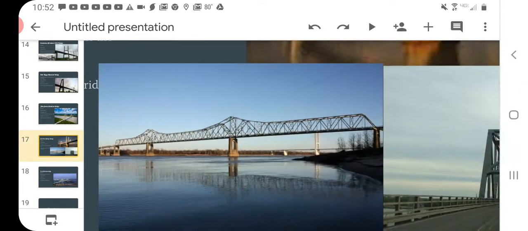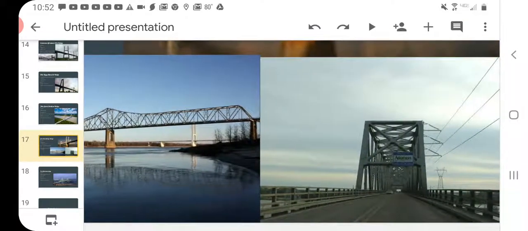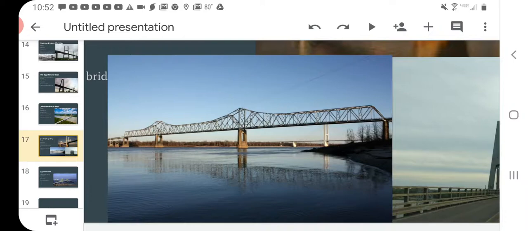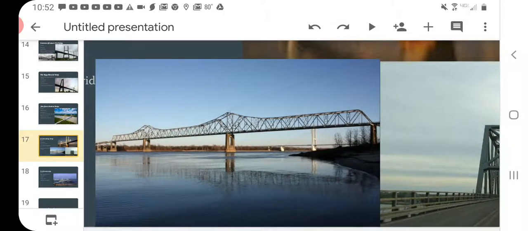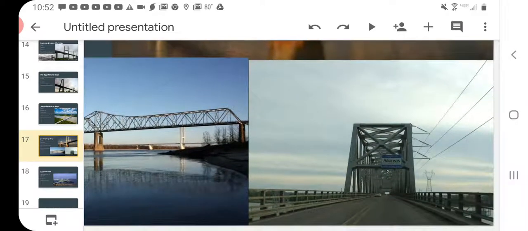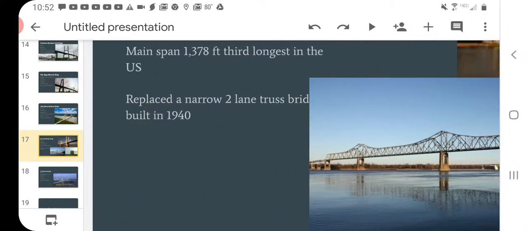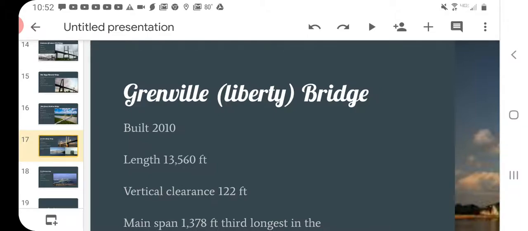And replaced a narrow two-lane truss bridge that was actually put at one of the tightest bends on the river, which is very dangerous for ships. So the new bridge was built, I'm not sure how long that is, like hundreds of feet down the river. See, the bridge had no shoulders. So, yeah. Always look, because you might find something new.